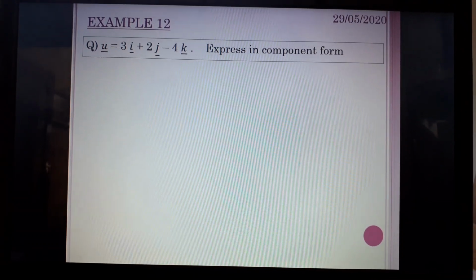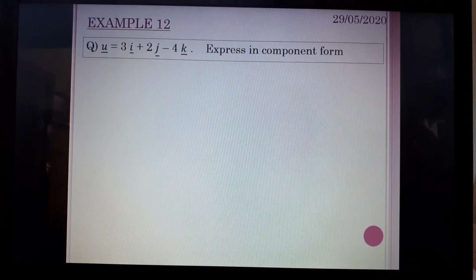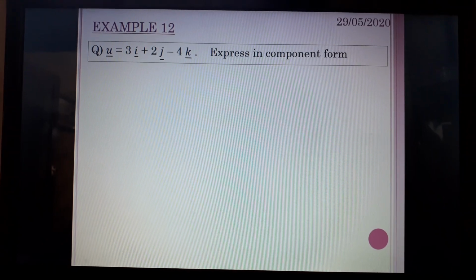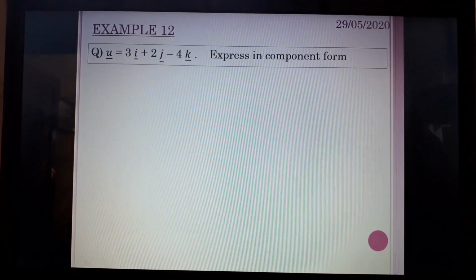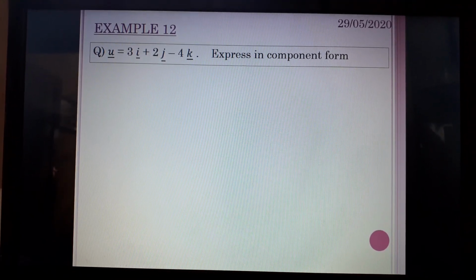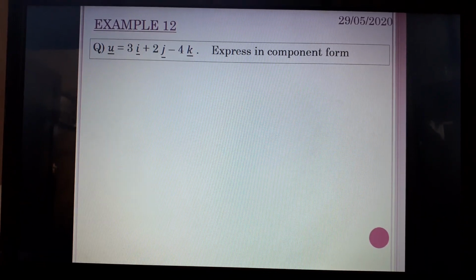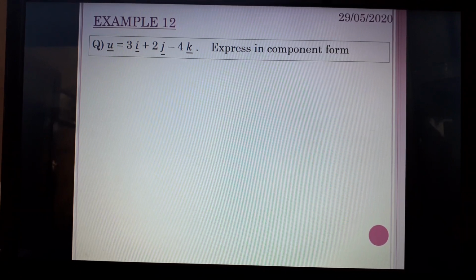Okay, now, what you really have to do here is to be able to understand how to convert between vectors that are in component form and vectors that are in i, j, k form, and going back and forward that way. It's very, very simple to do. Just remember that the i, j, k is in the same order as x, y, z, okay?